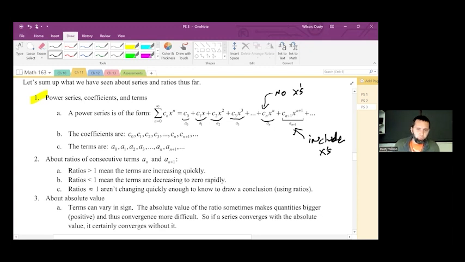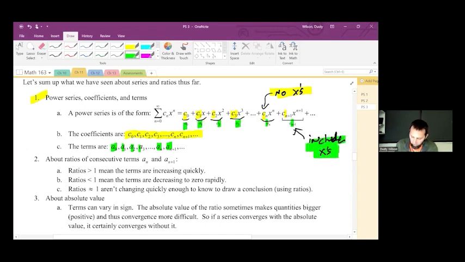So we just about said it here. We said that the coefficients are c_0, c_1, c_2, c_3, et cetera. Those are the numbers here, and they have no x's in them. The terms are a_0, a_1, a_2, a_3, and so on, up to a_(n+1). That's these guys.